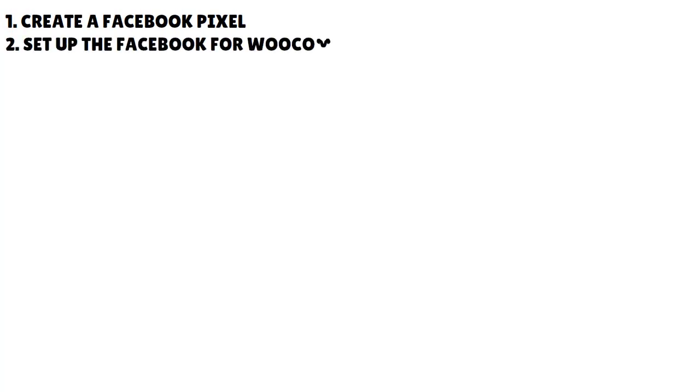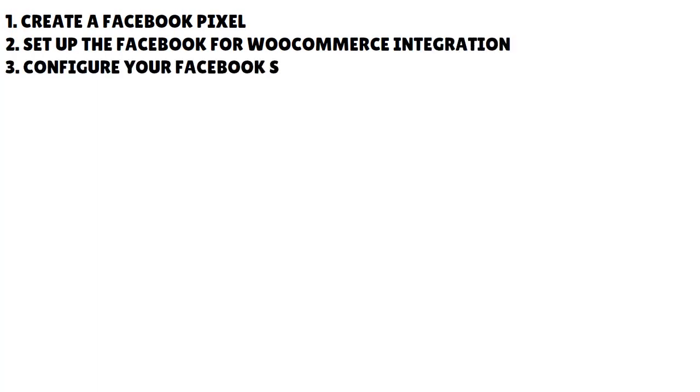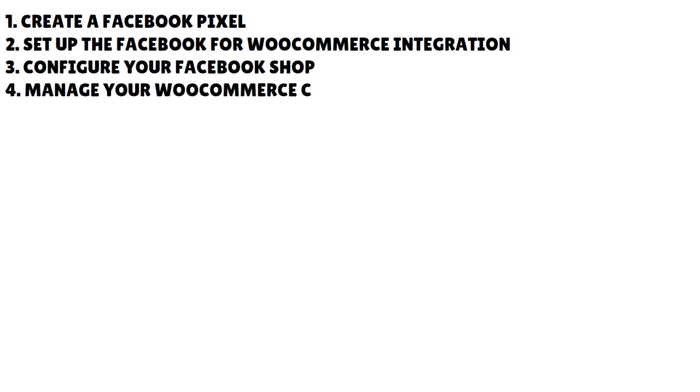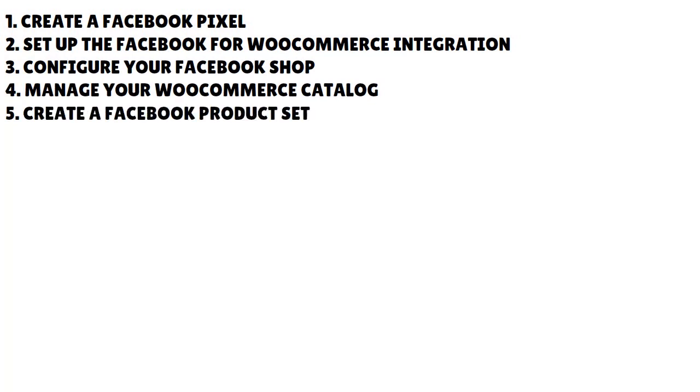So let me quickly recap what I spoke about. If you want to create your own Facebook shop, you need to create a Facebook pixel. You need to set up the Facebook for WooCommerce integration. You need to configure your Facebook shop. You need to manage your WooCommerce catalog. And you need to create a Facebook product set. Okay, so this is really important.